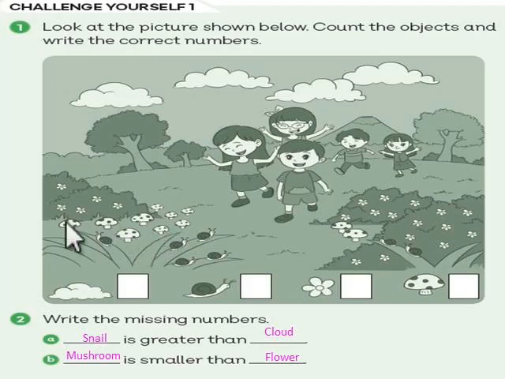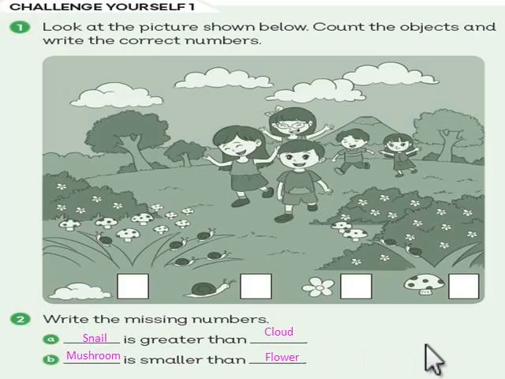A, snail is greater than cloud. So snail means many, more than cloud. Cloud is less than. B, mushroom is smaller than flower. So it means mushroom has the smaller amount than flower. Flower has the greatest number. Did you get it? Very good.